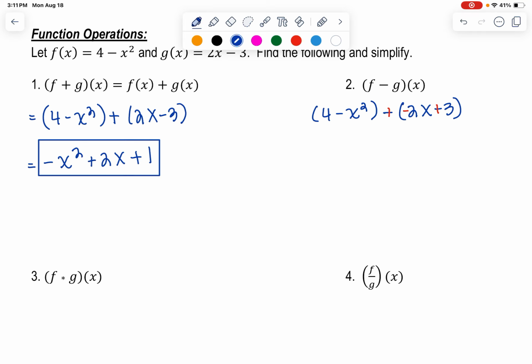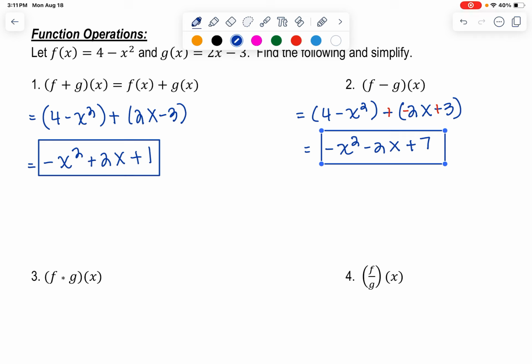All right, combining like terms again here, we have negative x squared. We have minus 2x because we're subtracting that positive 2x. And a 4 and a positive 3 is 7. So we have negative x squared minus 2x plus 7.